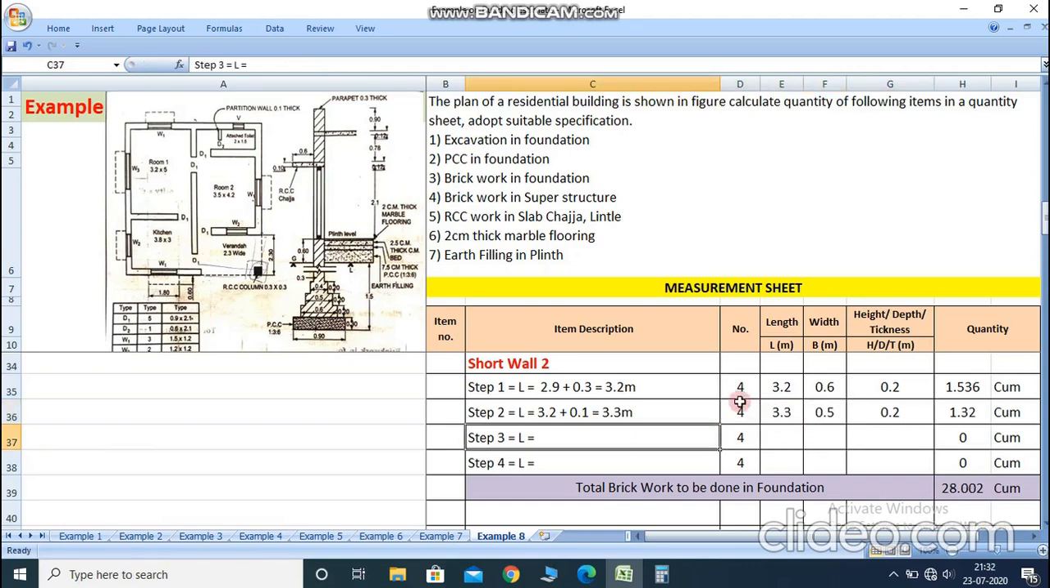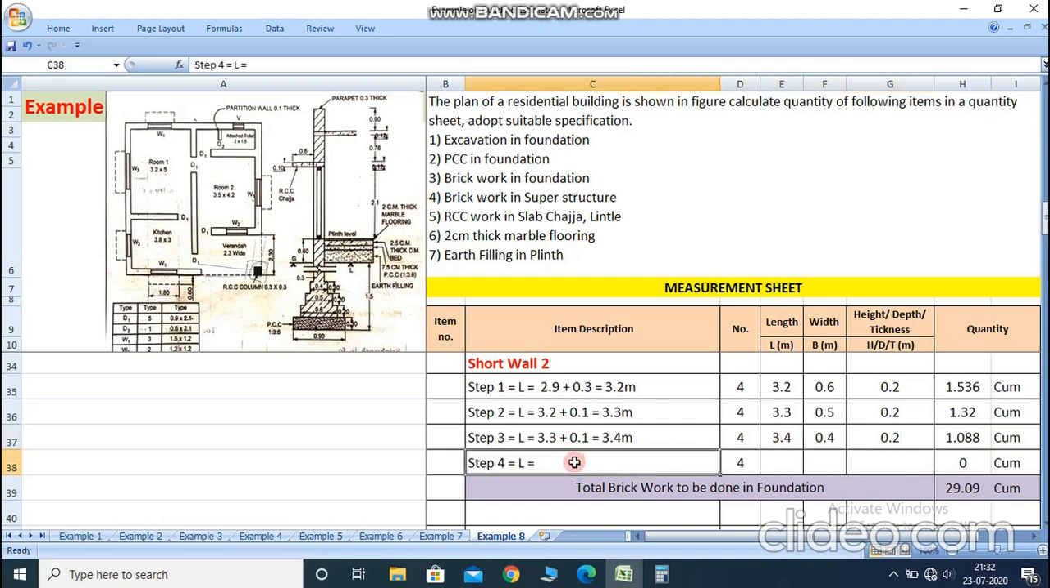Then after we calculate the length for the third step, which means 0.4 meter width. So 3.3 plus 0.1, where 0.1 is the difference of 0.5 and 0.4, is equal to 3.4 meter as the length. Now here 3.4, then after width is 0.4 and thickness is 0.2.